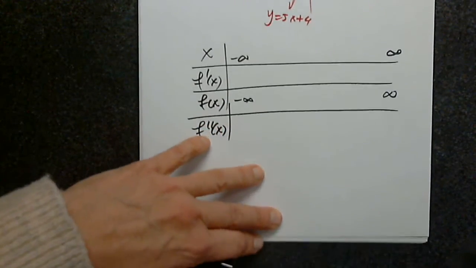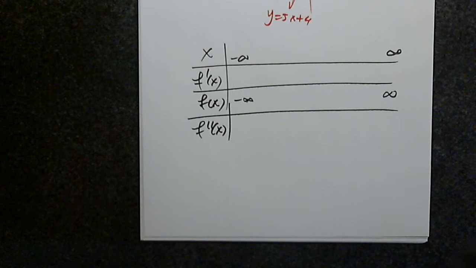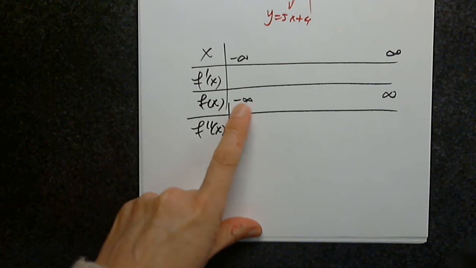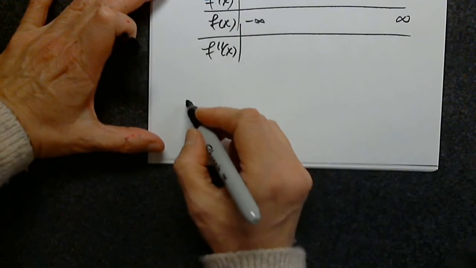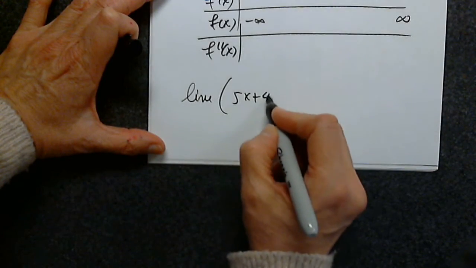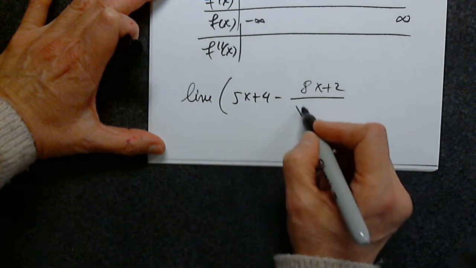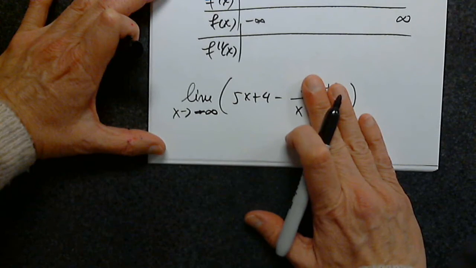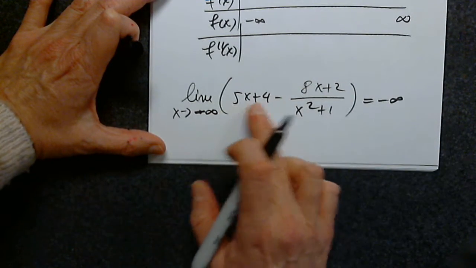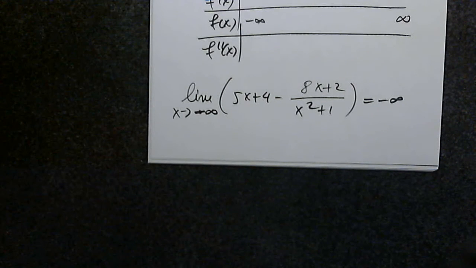But in general, in this particular case, you don't have to write it, or you just say the limit of y as x approaches negative infinity is negative infinity, and this one positive infinity. But you can. So if you write limit of 5x plus 4 minus (8x plus 2) over x squared plus 1 as x approaches negative infinity, this will be 0, and this will be negative infinity, because it has to follow the slant asymptote. Right. Yes. And we say, asymptotically.